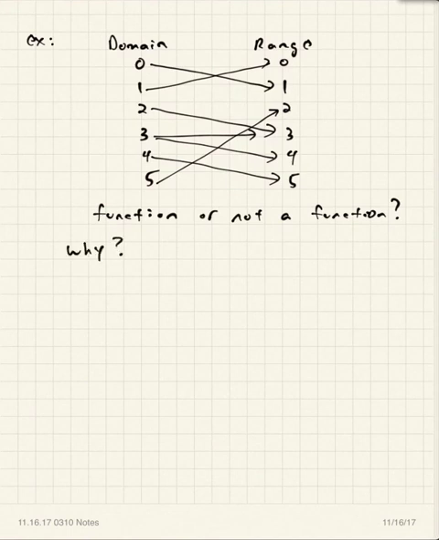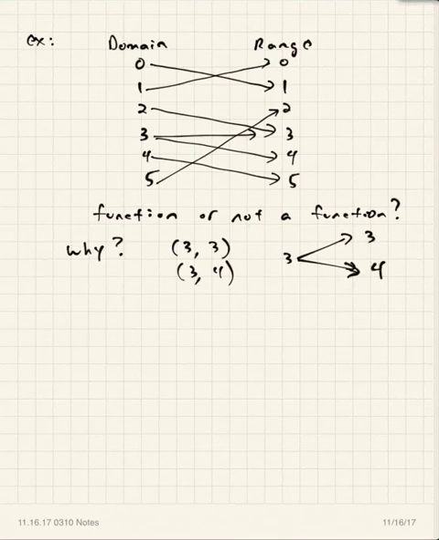The question is why, and what do we have? We have two ordered pairs here. We have 3 gets assigned to 3, and 3 gets assigned to 4. Or as with an arrow, what happened? You had 2 arrows coming out from 3 like that, and that's a problem. That can't happen when you have a function. That's not allowed right there.